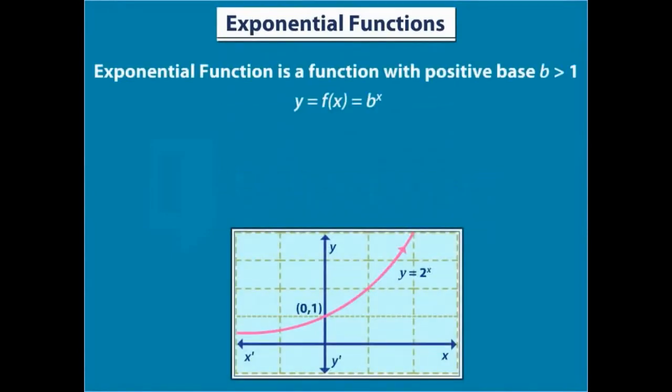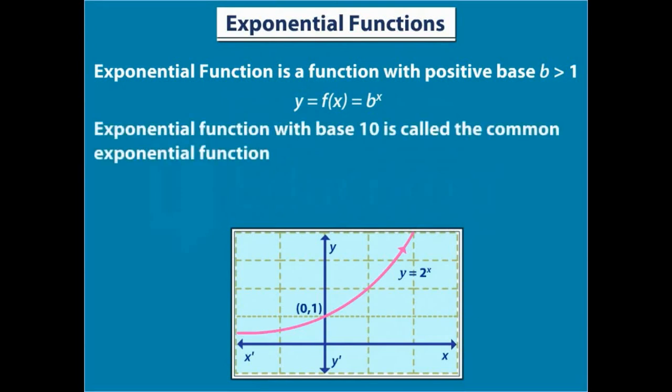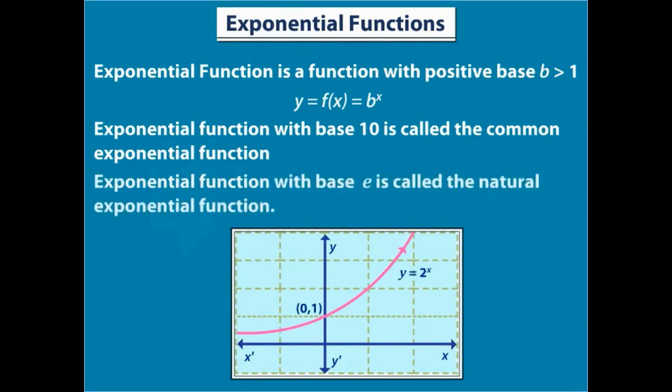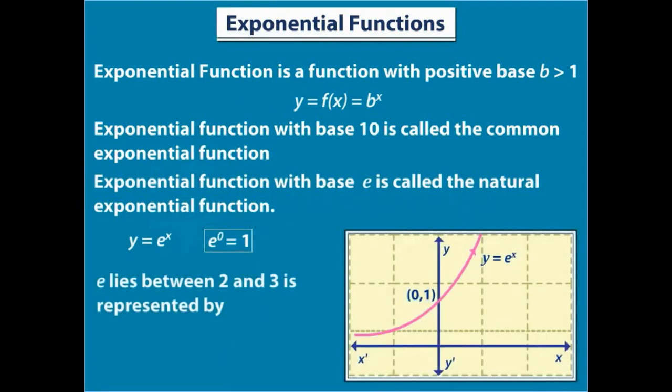An exponential function is a function with a positive base b greater than 1 such that y equals f of x equals b raised to the power x. An exponential function with base 10 is called a common exponential function. An exponential function with base e is called a natural exponential function. e lies between 2 and 3 and is represented by 1 plus 1 by 1 factorial plus 1 by 2 factorial plus up to infinity.